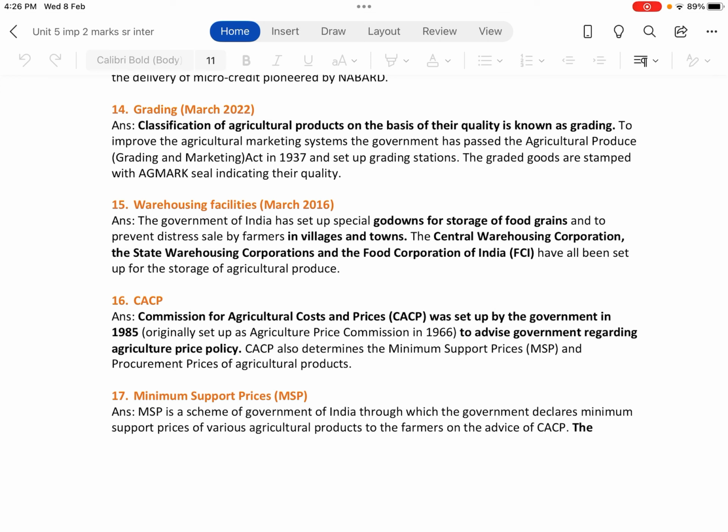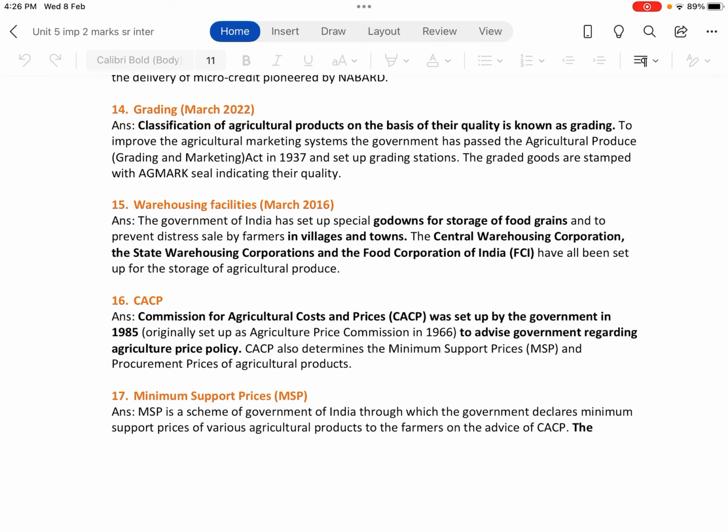So in order to rule that out, the government has set up godowns, the warehousing facilities, even at the village level. The Central Warehousing Corporation, the State Warehousing Corporations and the Food Corporation of India, that is FCI, have all been set up for the storage of agricultural produce. So now the farmers can store their commodities. Some of the warehouses even have cold storage facilities. So they can store their commodities, and at the time of shortage, they can release their produce so that they will also get a better price.